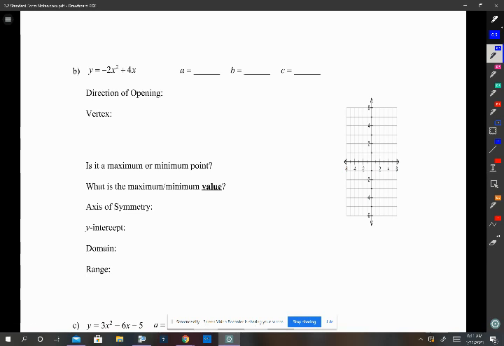So for example 2, what we're going to do is, again, start the same way. We're going to put in our values. So a is -2 because that's in front of the square term. B is 4 because that's in front of the x term. And we don't have a c value, so c is 0. The direction that it opens is going to be down because a is negative. So it's going to go down.